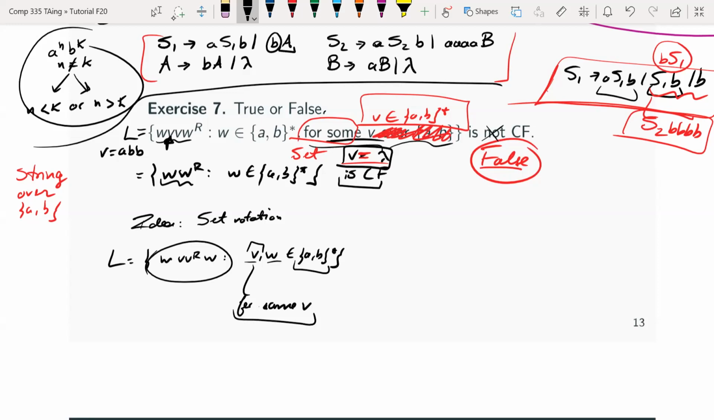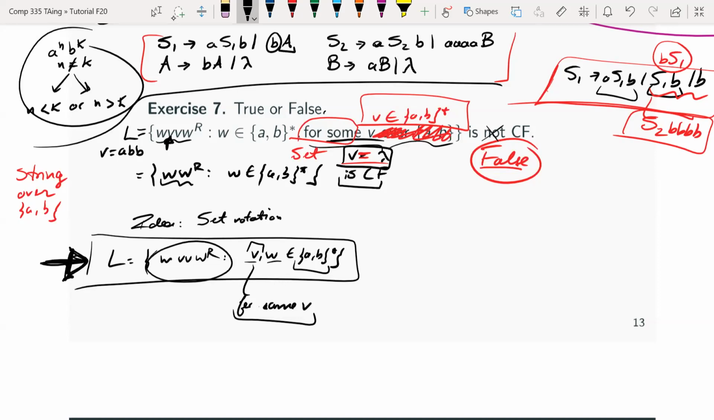So I hope that's clear. If it's not, let me know. I got a question. What makes this language context free then? No, not context free. So this language is not context free. Whoops, this should be R. This language that I'm pointing out is not context free. But the one in the question is context free.